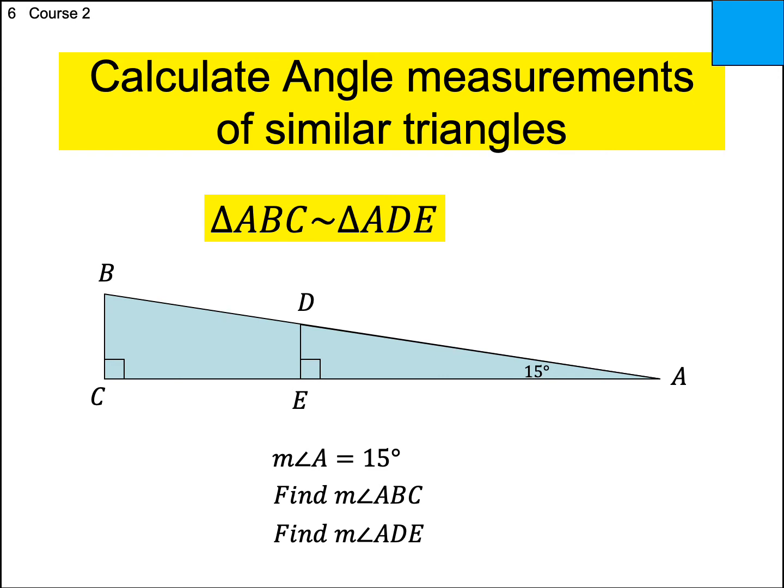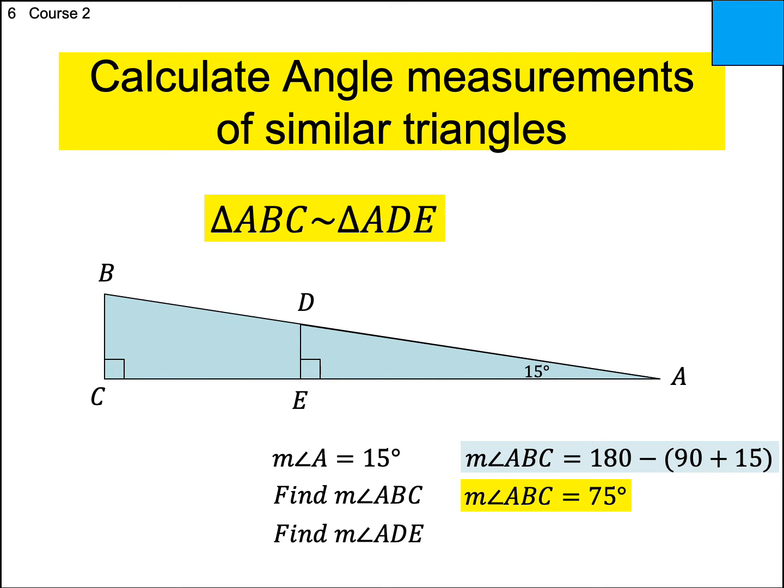So let's see. ABC would be 180 minus 15 plus 90. Where am I getting that from? The square is 90, and we know the angle A is 15. 90 and 15 is 105, and 180 minus 105 is 75. Okay, well, that one's done.